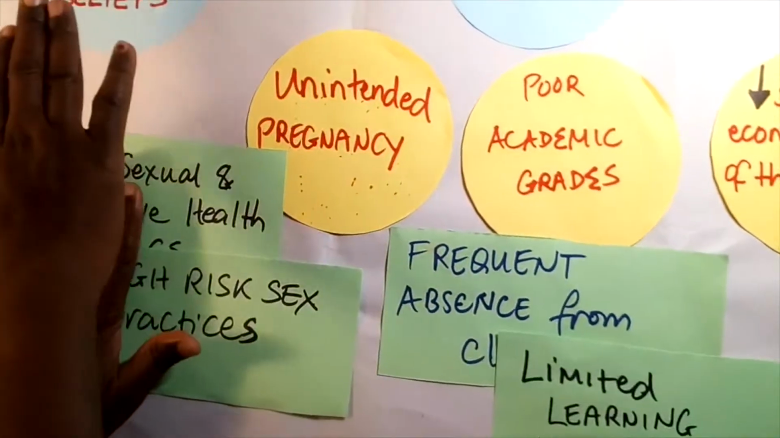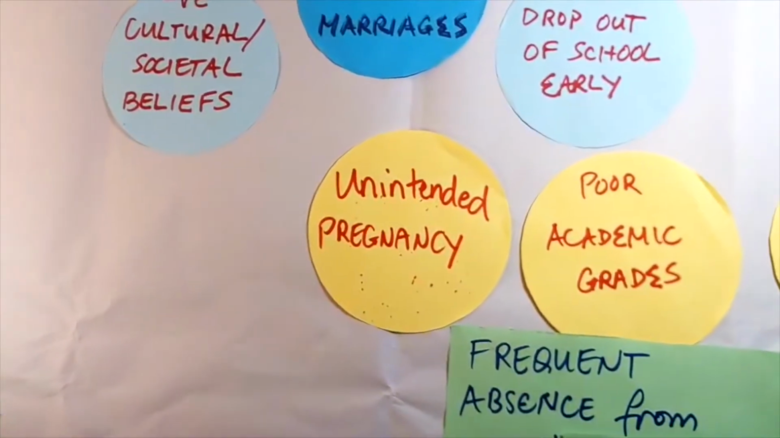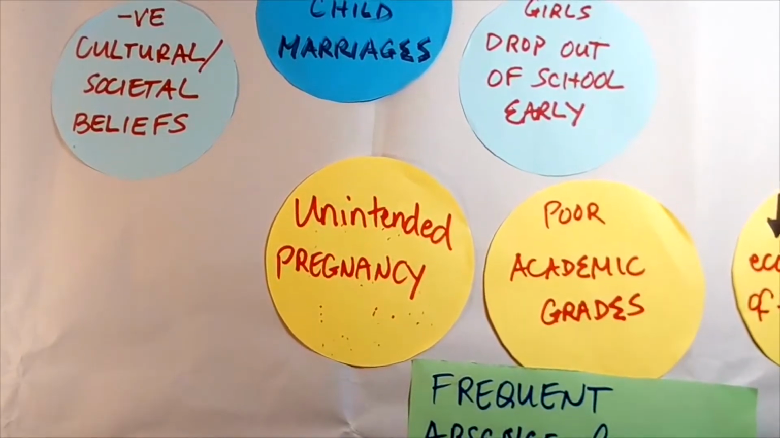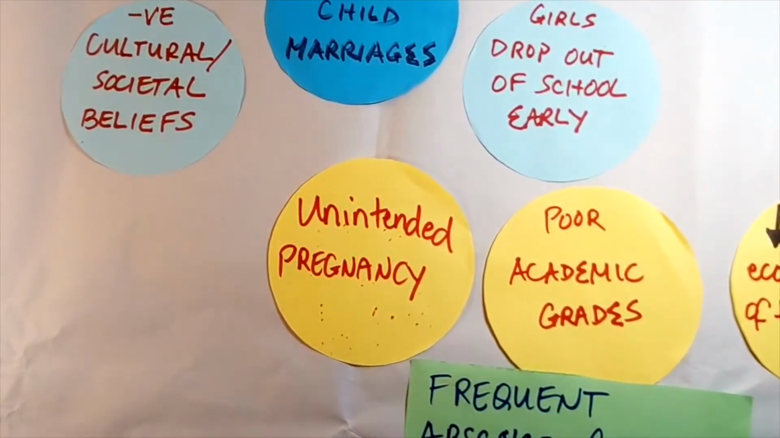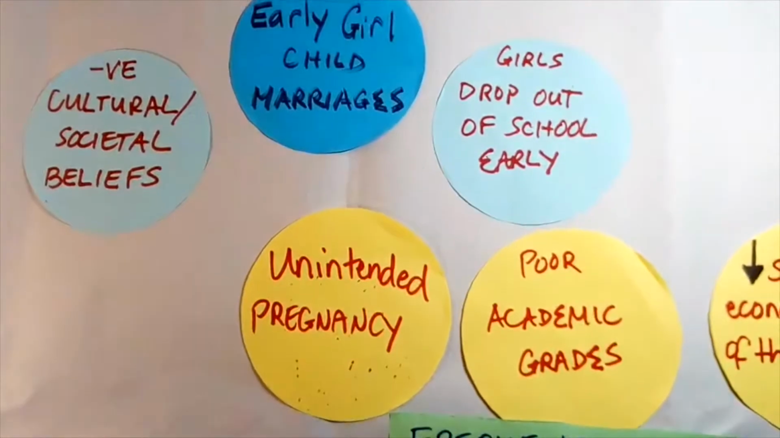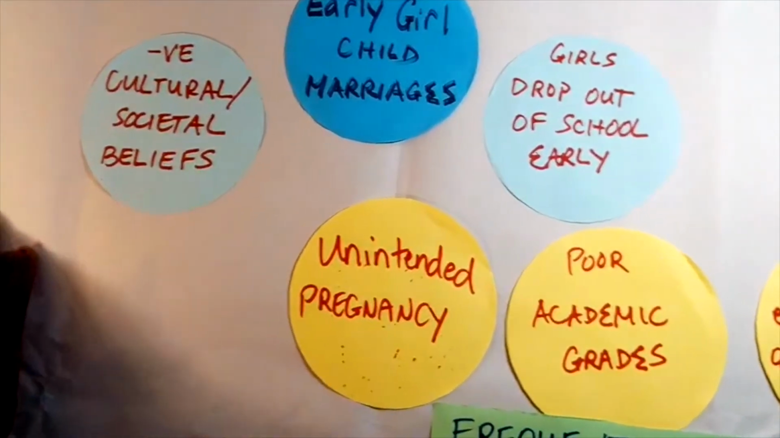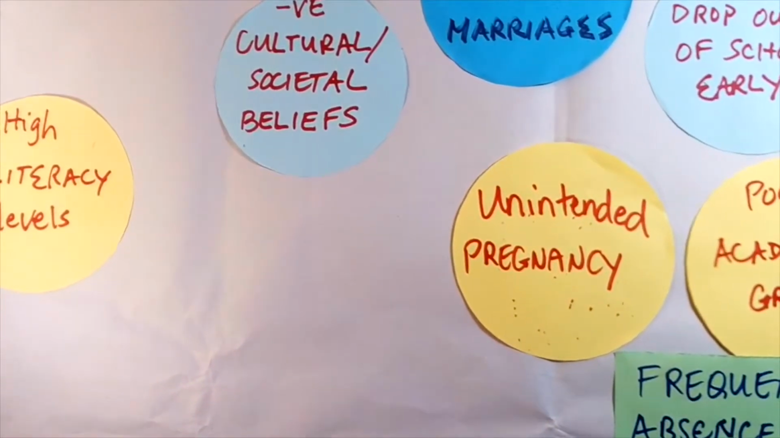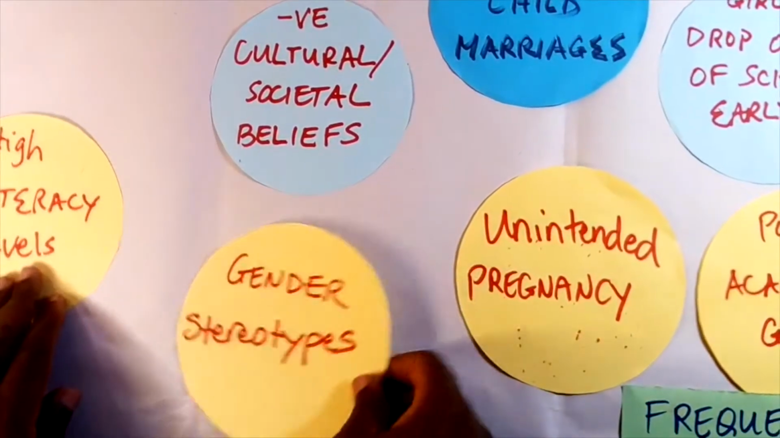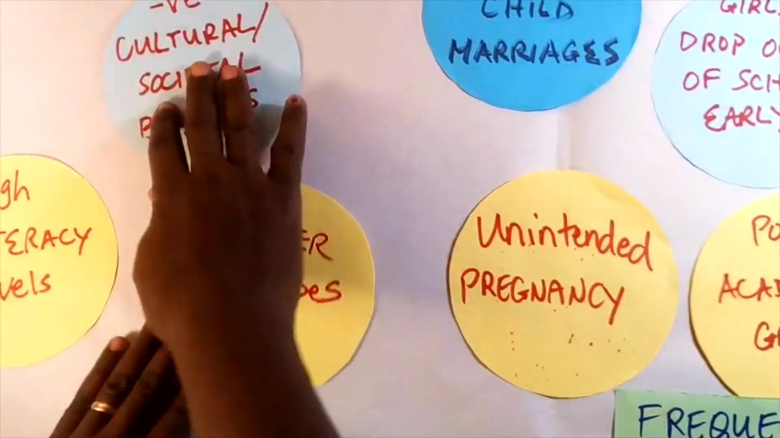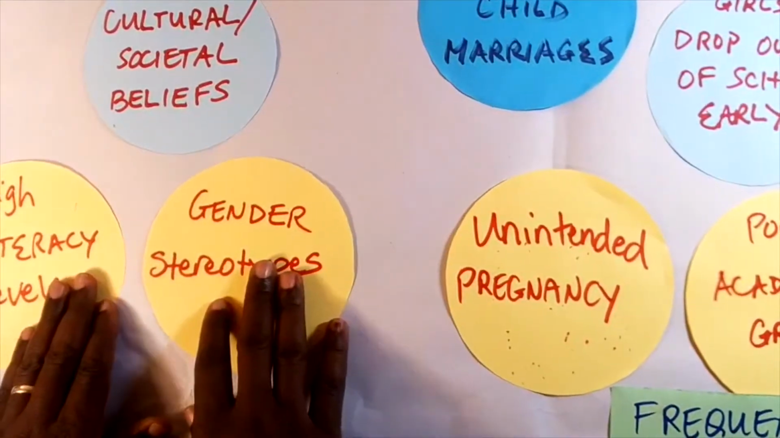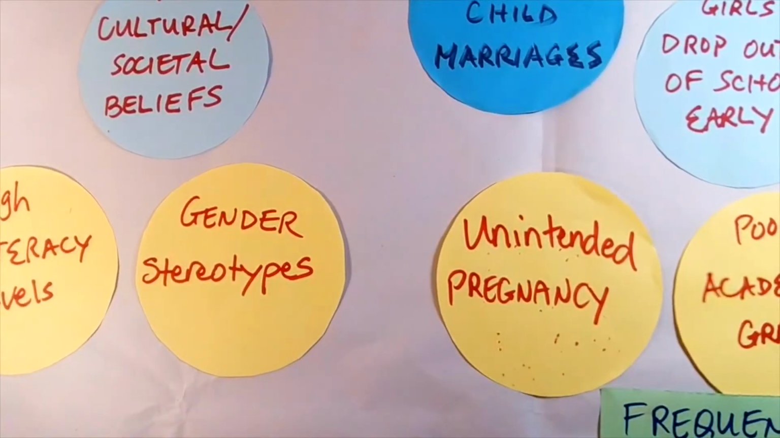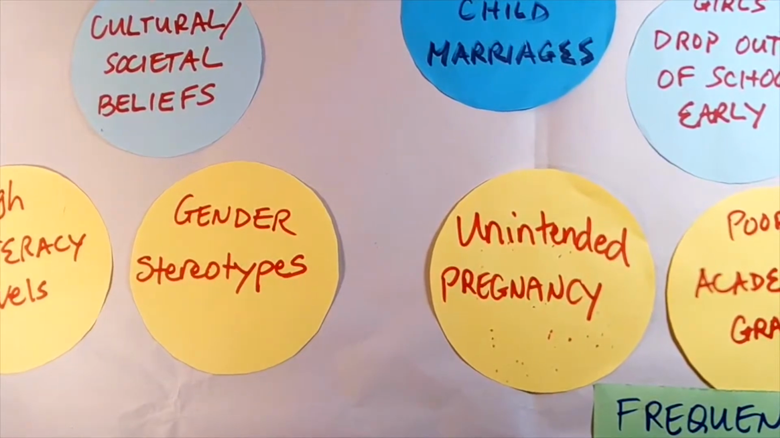Now let me take you back to this side. Okay, just more space there to go to this side. Why do we have negative cultural beliefs in our community? Maybe it's because we have high illiteracy levels in our communities. That could be a problem. Or we have a challenge with gender stereotypes. What people think about different gender and their roles in society. And so that's a problem tree being constructed here.